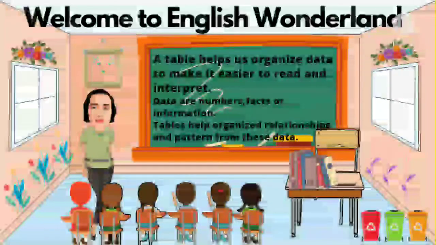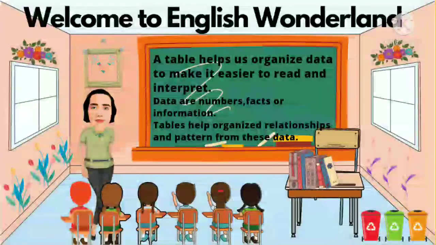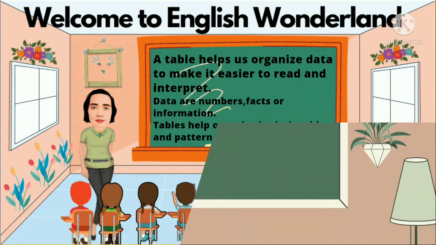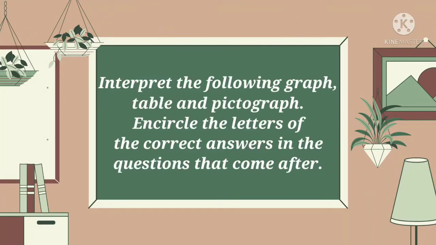A table helps us organize data to make it easier to read and interpret. Data are numbers, facts, or information. Tables help organize relationships and patterns from these data. Now let's see how far have you learned from our lesson today. Interpret the following graph, table, and pictograph, and circle the correct answer in the questions that come after.